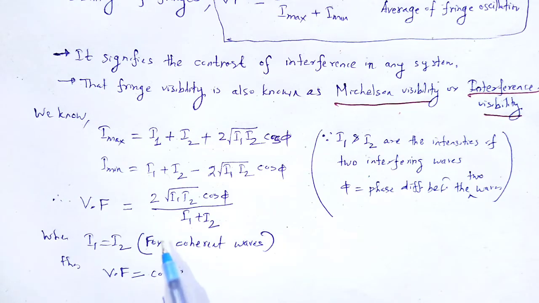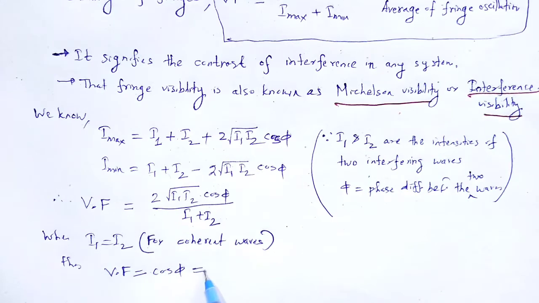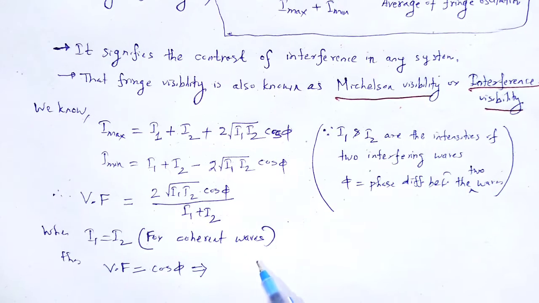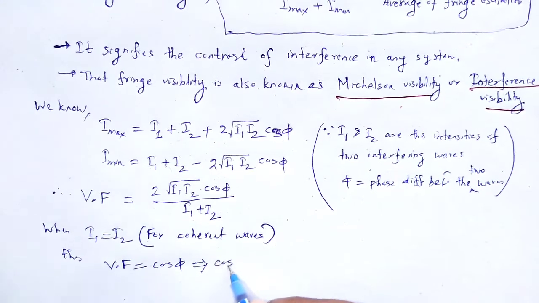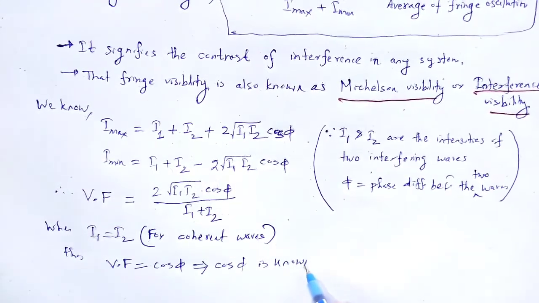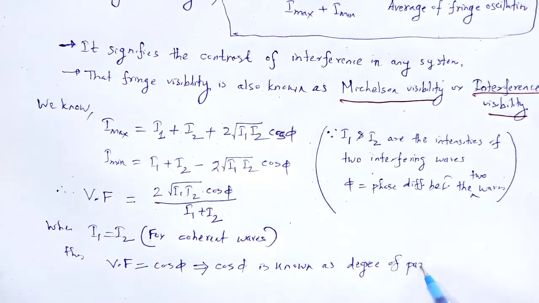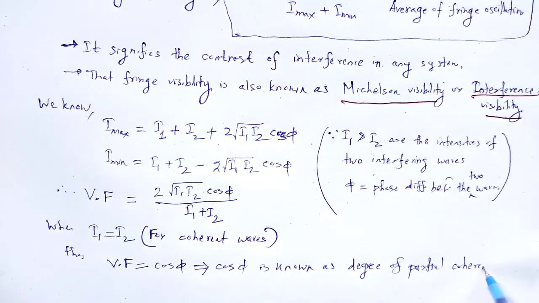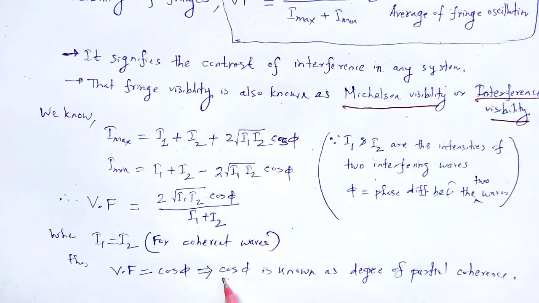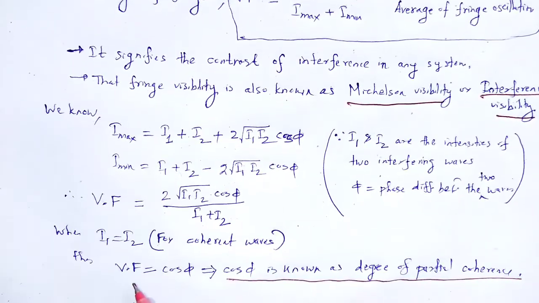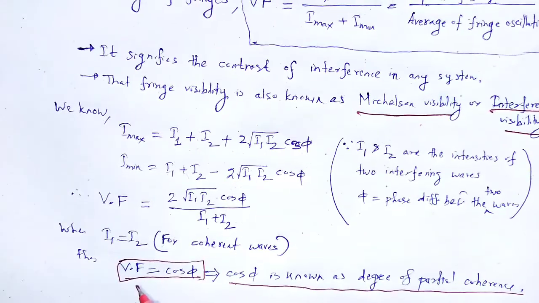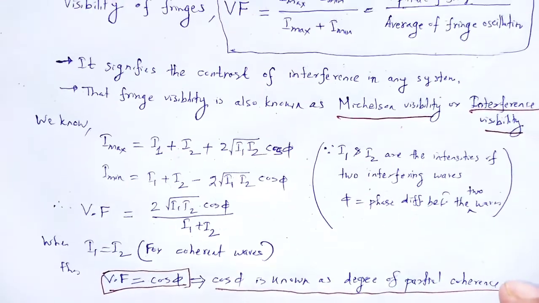That cos phi determines the fringe visibility. The fringe visibility is equal to the cosine of the phase angle between the two interfering waves, and that cos phi is known as the degree of partial coherence. Cos phi denotes the coherence pattern.